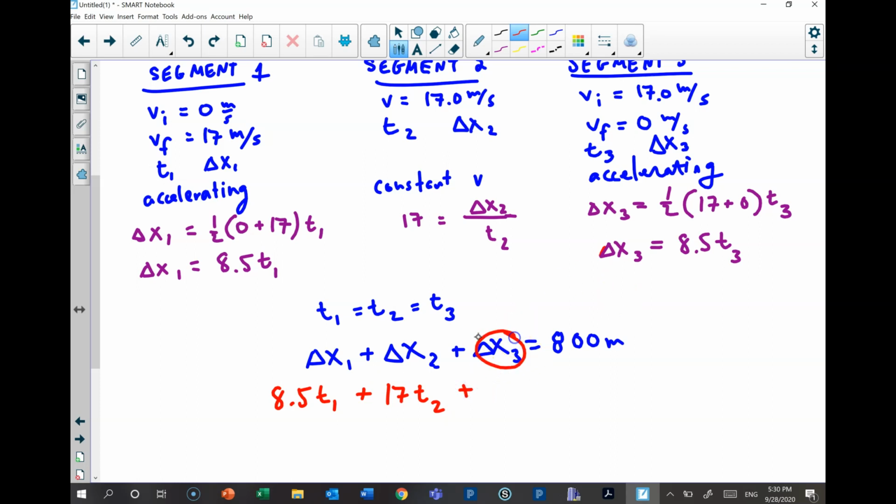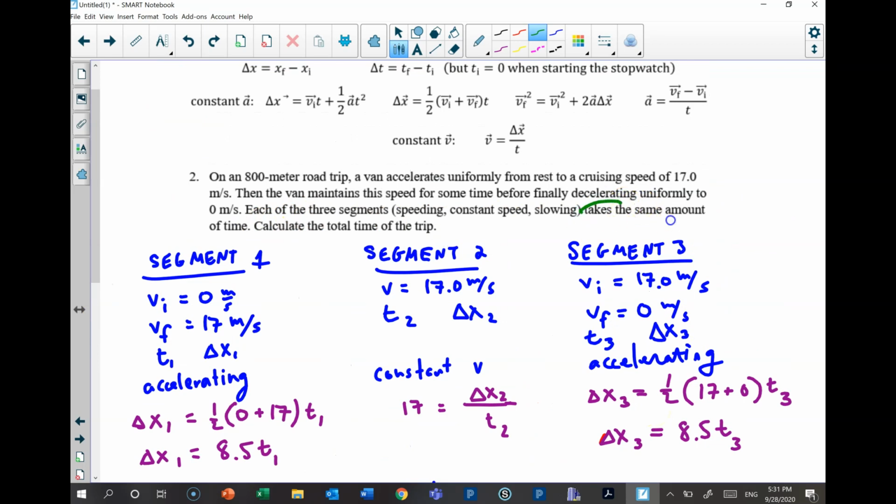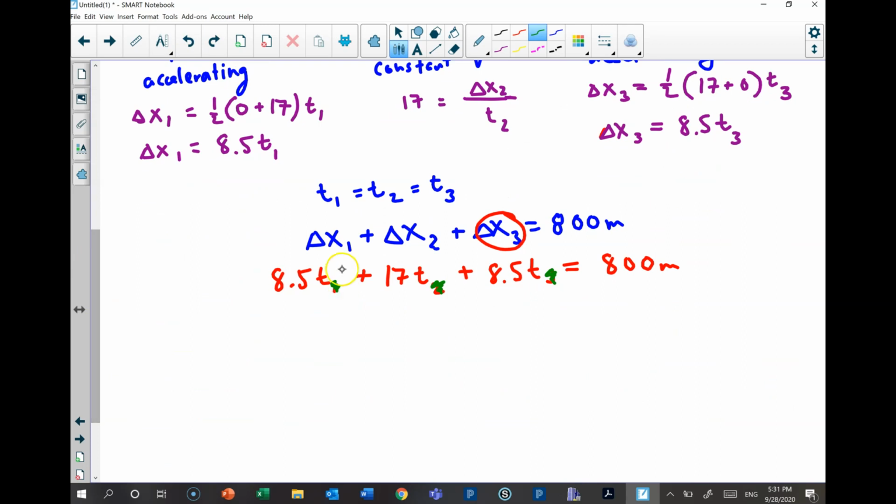If we plug in for delta x3, it's again going to be 8.5 T1. Sorry, it's T3, pardon me. And once I get to this step, I realize that I've kind of been doing something unnecessary. There's no need to distinguish time 1 from time 2 from time 3. Those individual increments, the question said, are the same. Each segment has the same time. So we only need a single variable t. We don't need to distinguish if they're all the same.